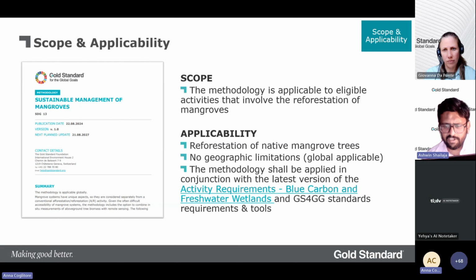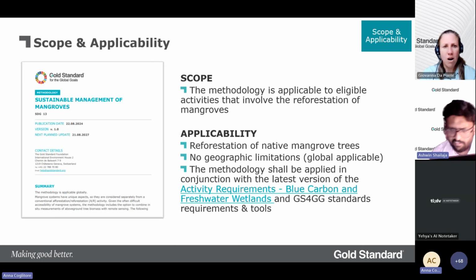But reforestation here essentially means that new mangrove plantation can be taken up only in those areas where there were mangroves historically. So that's one of the key aspects of the methodology, which you may have to also check during your design audits. Now, reforestation of native mangrove trees is one of the applicability conditions, and the methodology is applicable globally.